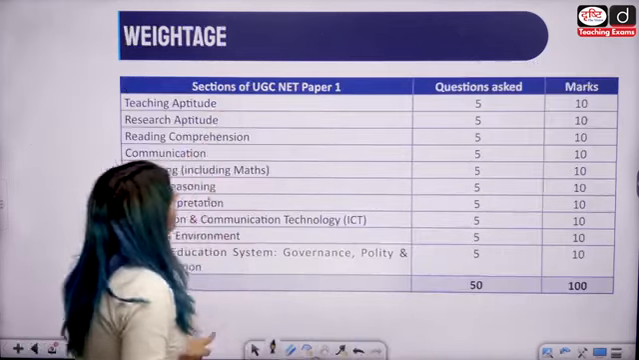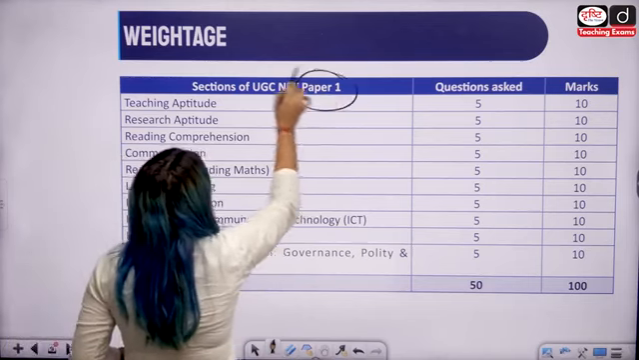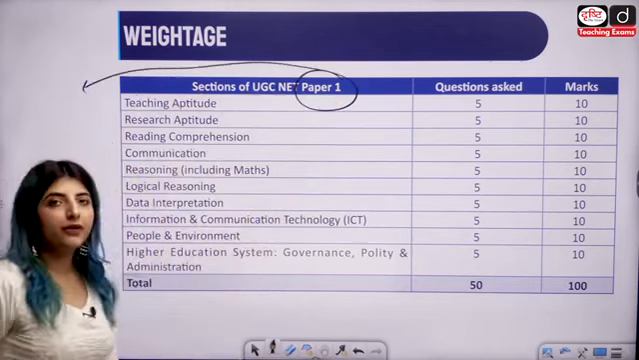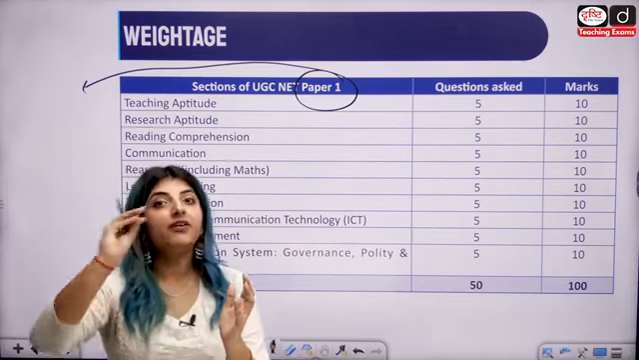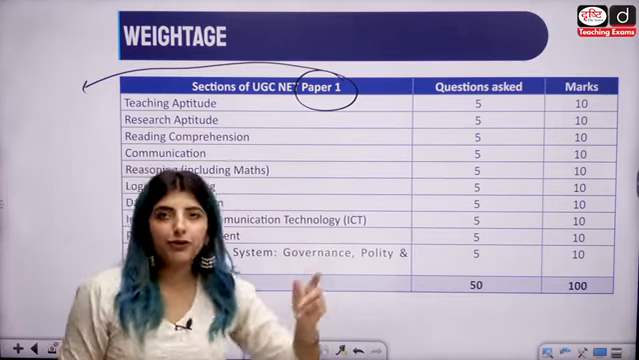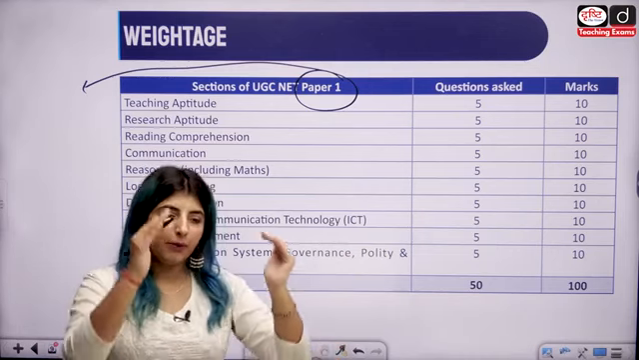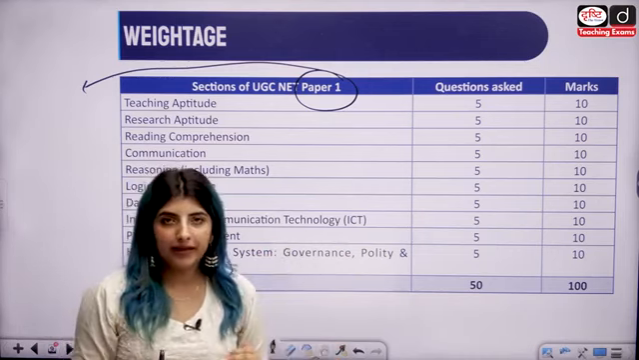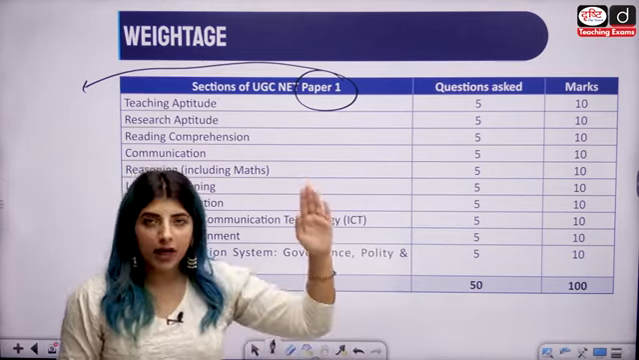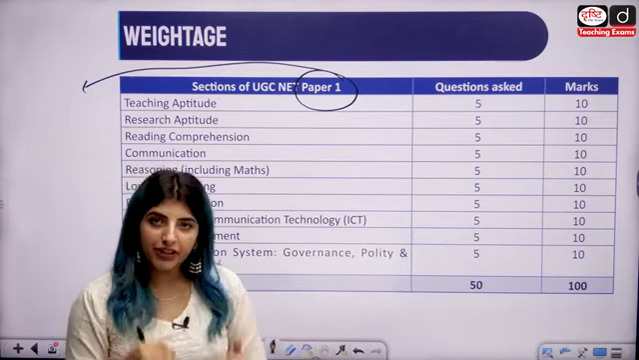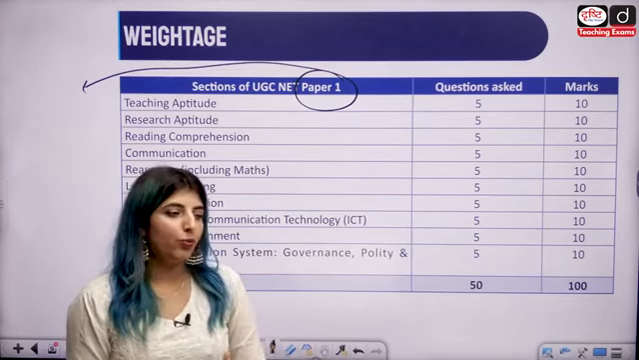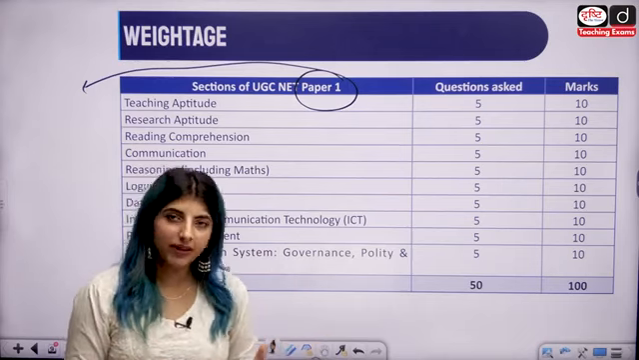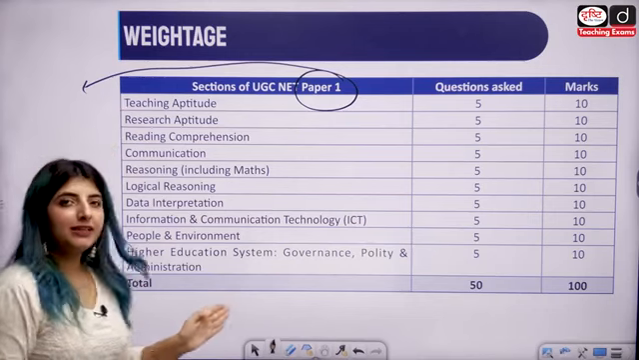Now, these are the 10 units. I already told you the name of this particular paper is teaching and research aptitude. But it's not really limited to just teaching aptitude or research aptitude, we have 10 units, so to say, under this paper 1 to judge our ability to see how far we can go with the PhD, right, with the teaching thing and all, correct? So, we have different units for the same.